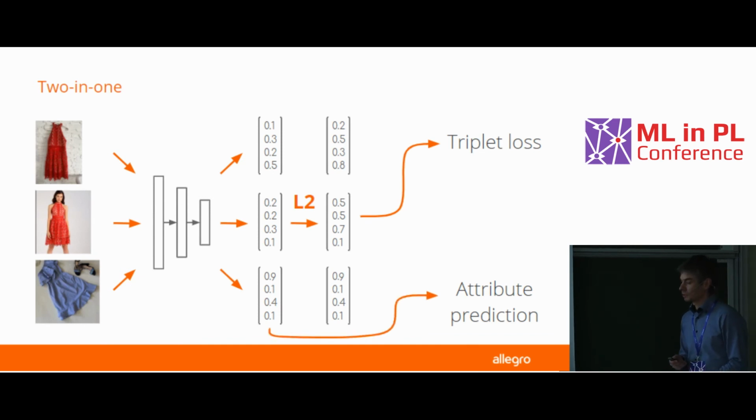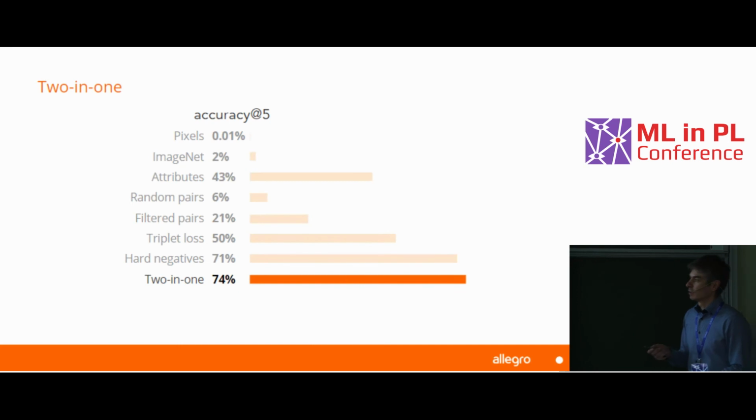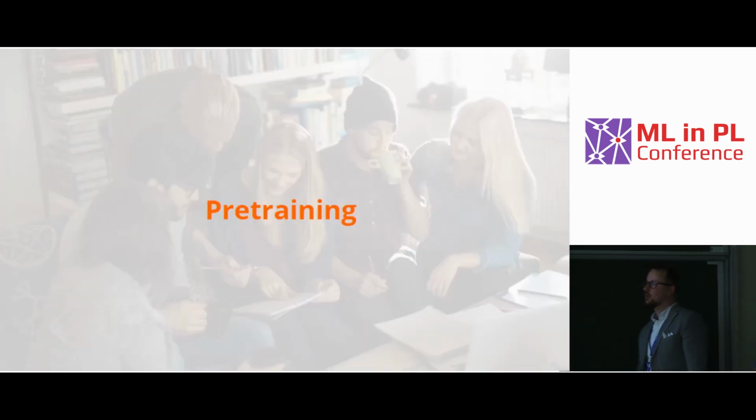So we introduced a small change to our model: we changed the input of our attribute prediction head to unnormalized embeddings. This small change also led to a small increase in accuracy, and now this model based on these two approaches, attribute prediction and triplet loss, is slightly better than the previous one. Okay, so what else can we do?